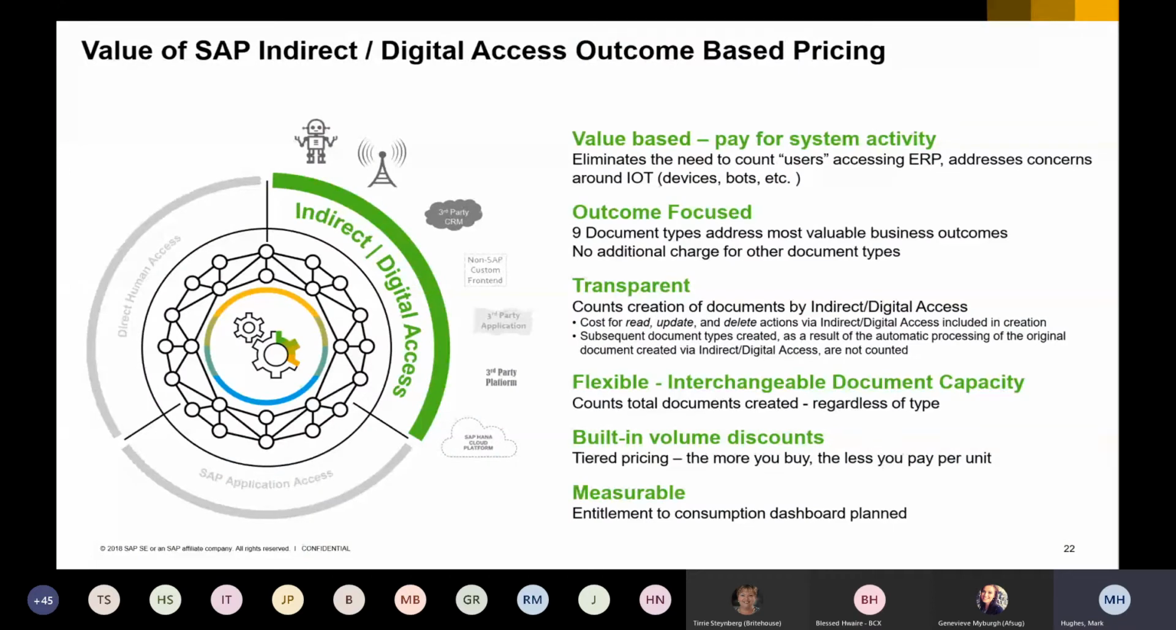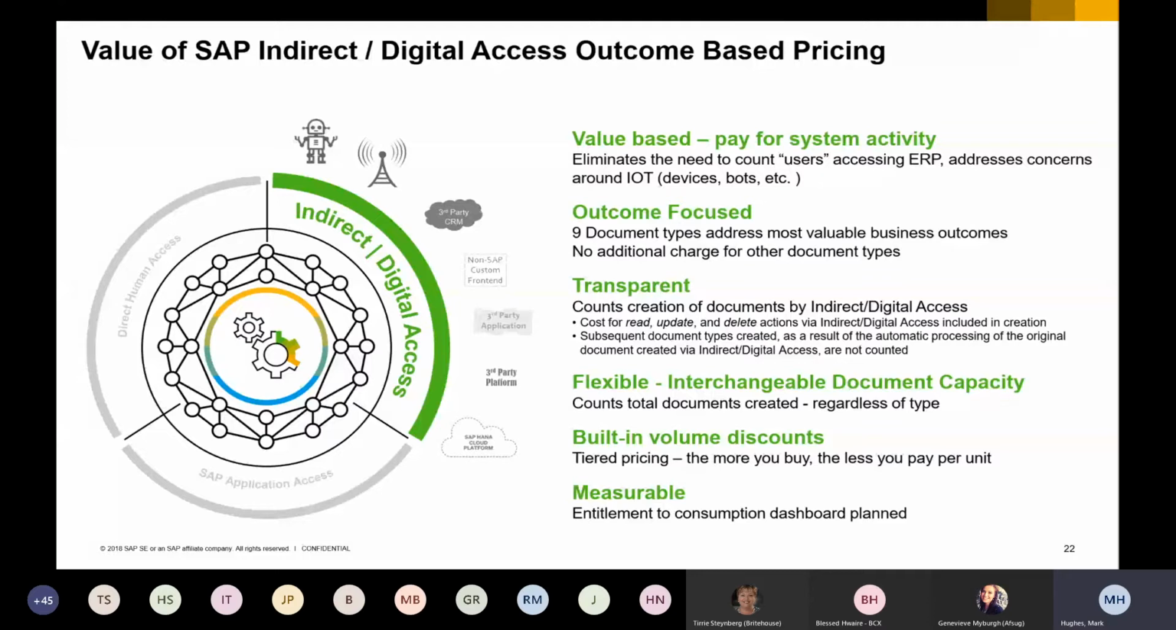So there's a couple of key benefits to this new model. It obviously, as I said, eliminates the need to identify all these users out there who could potentially be indirectly touching the ERP system in the back end. It's very much outcome focused, that it's these specific document types when they get created, and these are fundamental to core business processes like order to cash. These get counted, but there's no charge for anything other than these document types, and there's no charging or licensing required for anything outside of the creation of these document types.